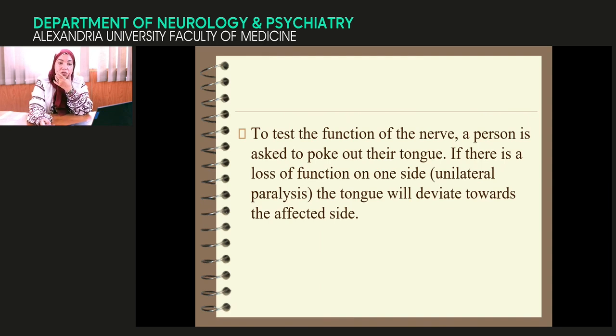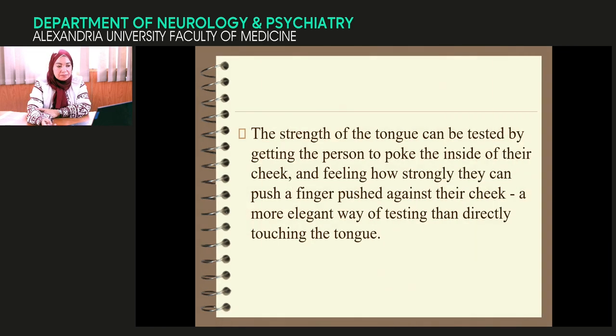To test the function of the nerve, the person is asked to protrude the tongue outside, and I inspect if there is any involuntary movement, if there is wasting, and if there is deviation of the tongue. The deviation will be towards the affected side. As we said, all cranial nerves deviate towards the affected side except facial and vagus, which deviate towards the healthy side. The tongue will deviate towards the affected side.